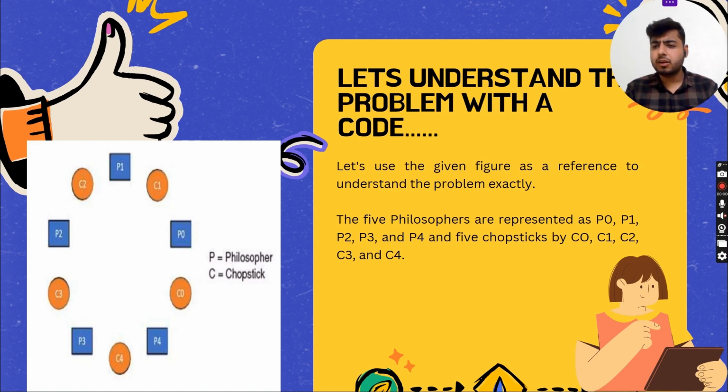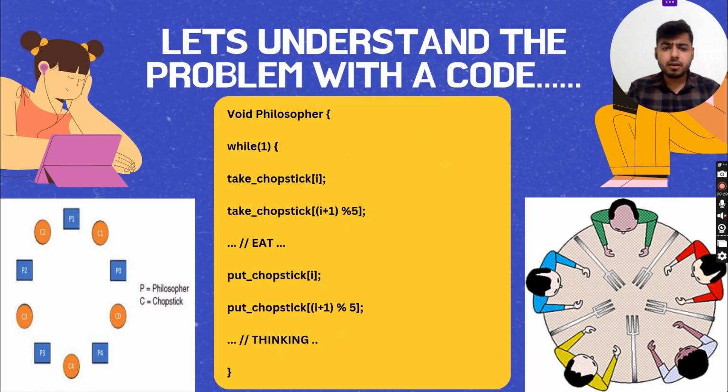Now we will understand the problem with the help of code. Let's use the given figure as a reference to understand the problem exactly. You can see in the figure that the five philosophers are represented by P0, P1, P2, P3, and P4, and five chopsticks, which are C0, C1, C2, C3, and C4. As you can see here, the code: void philosopher, while(1), take chopstick[i], take chopstick[(i+1) % 5], eat, put chopstick[i], put chopstick[(i+1) % 5].